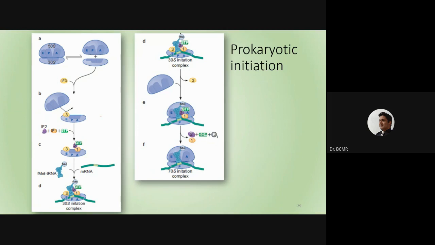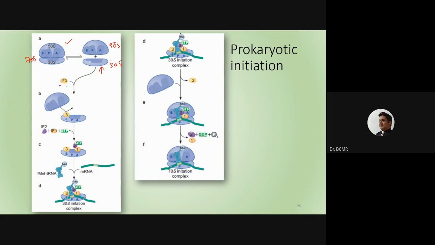So let's look at the sequence of events now. Here are the ribosomal subunits, 50S and 30S. It can be a 70S ribosome, or they can be separate entities, free 50S and 30S subunits. So they can bind and unbind, right? It's a kind of dynamics. But translation will be initiated by the smaller subunit only.